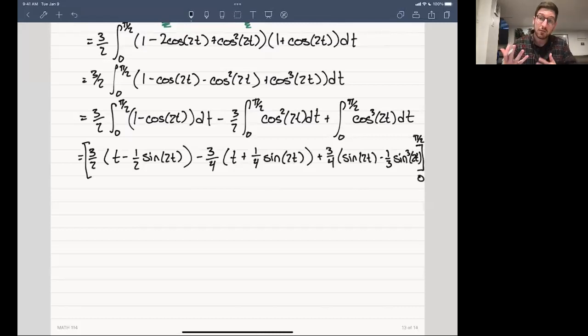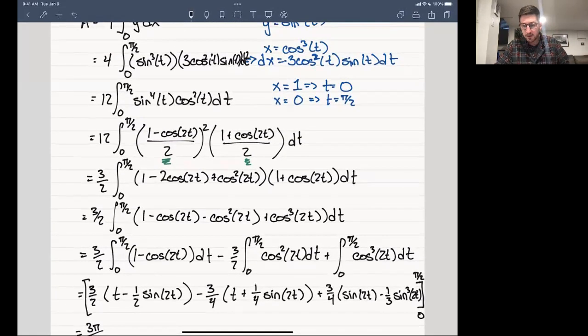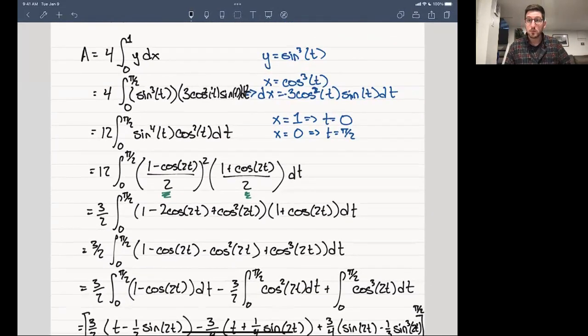But again, this is a definite integral. Everything is running from 0 to pi over 2, which is now just a calculator problem. So I'll just tell you what this should be. But you get an area of 3 pi over 8. So this is kind of cool, right? Because this gives me an explicit way of finding areas determined in terms of parametric curves, or at least where the outline of these things are given in terms of parametric curves.